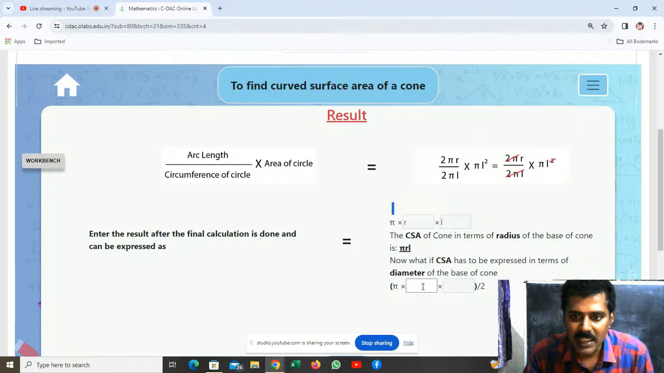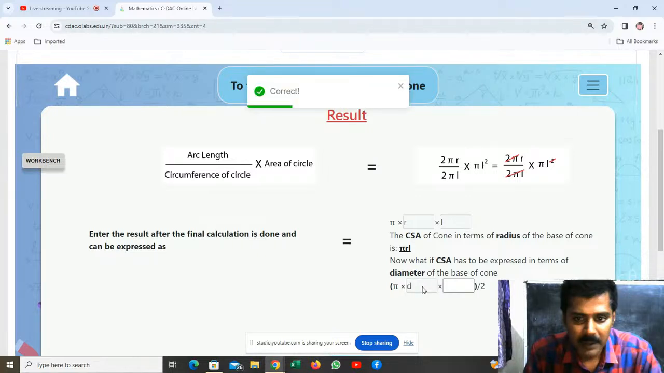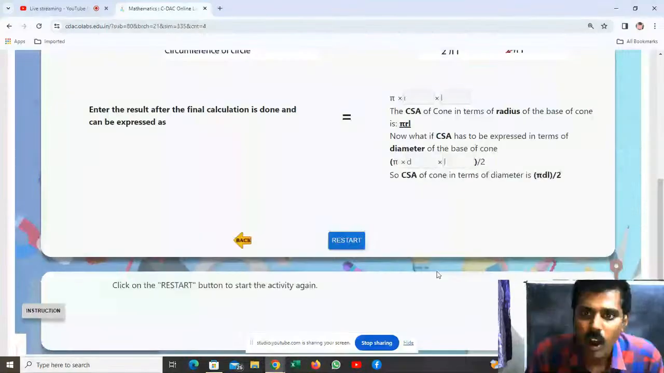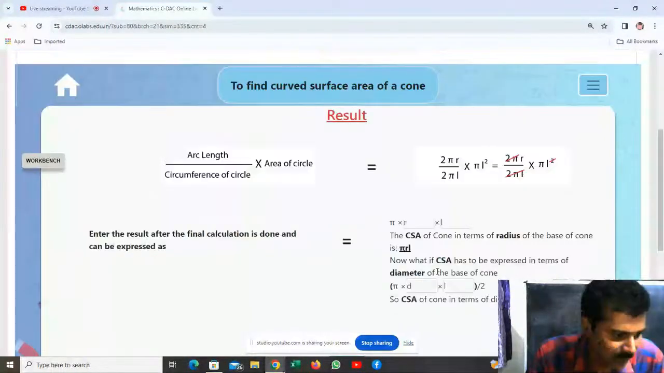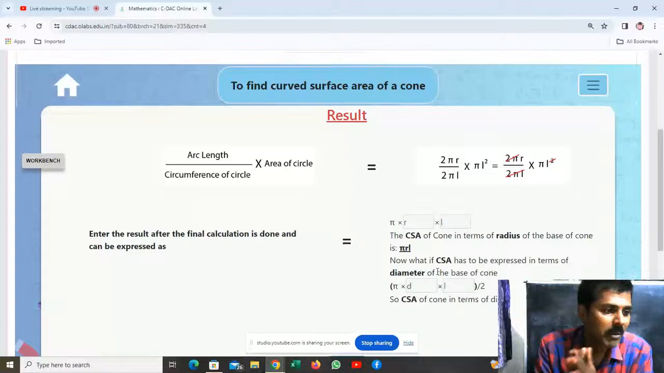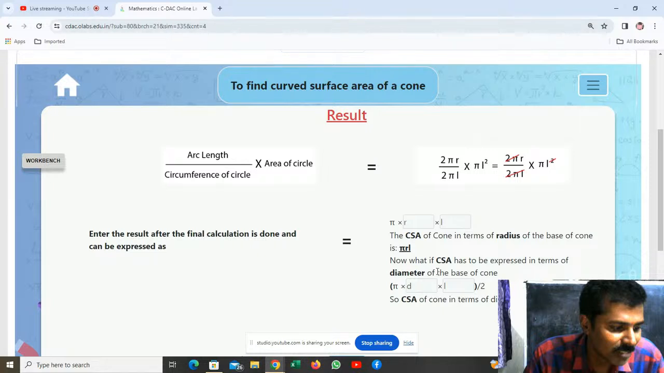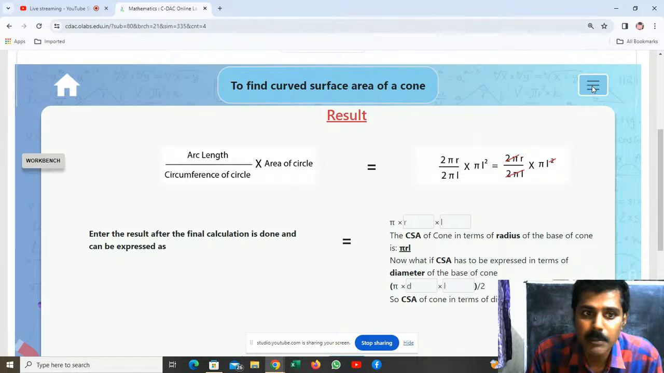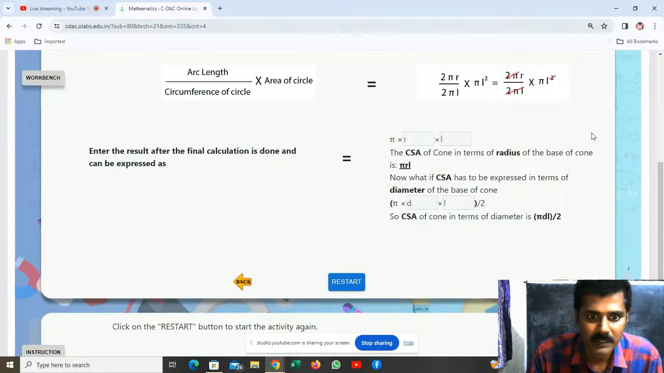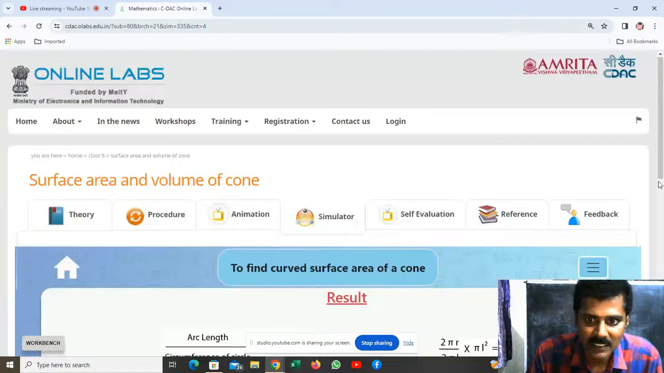Radius of the base of the cone is pi rl. That's why we mention that curved surface area of the cone equals pi r l. In terms of the diameter, we keep pi d by 2 and l. So this is the CSA of the cone in terms of diameter.